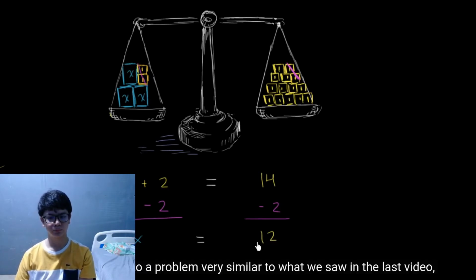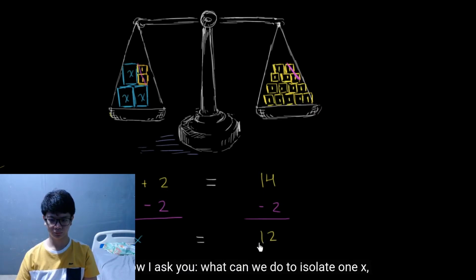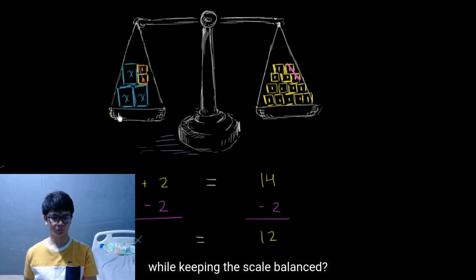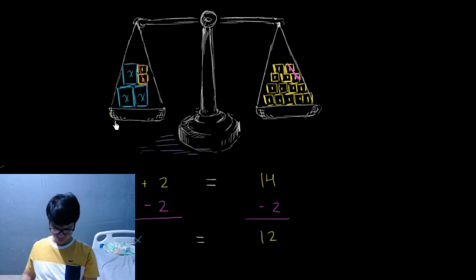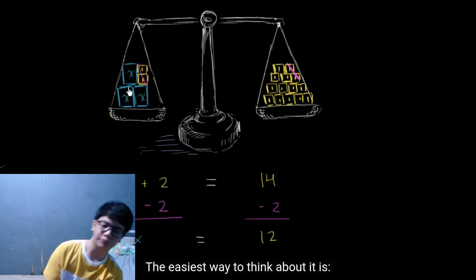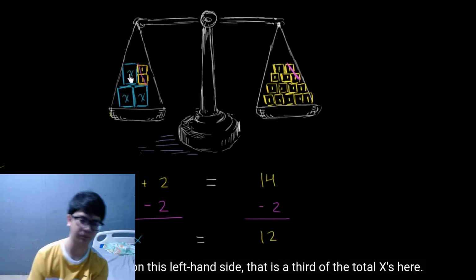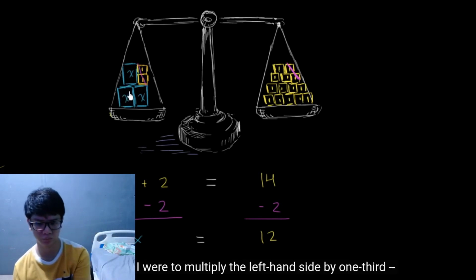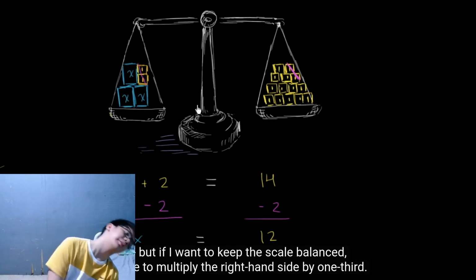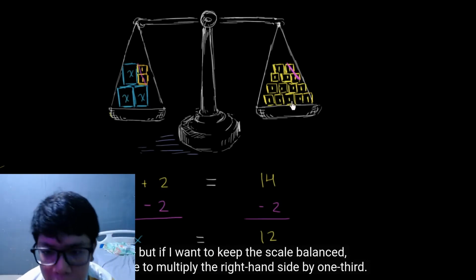And now this turns into a problem very similar to what we saw in the last video. So I will ask you, what can we do to isolate 1x, to have 1x on the left-hand side of the scale, while keeping the scale balanced? Divide both sides by 3. So the easiest way to think about it is, if I want 1x on this left-hand side, that's 1/3 of the total x's here. So what if I were to essentially multiply the left-hand side by 1/3? But if I want to keep the scale balanced, I have to multiply the right-hand side by 1/3.